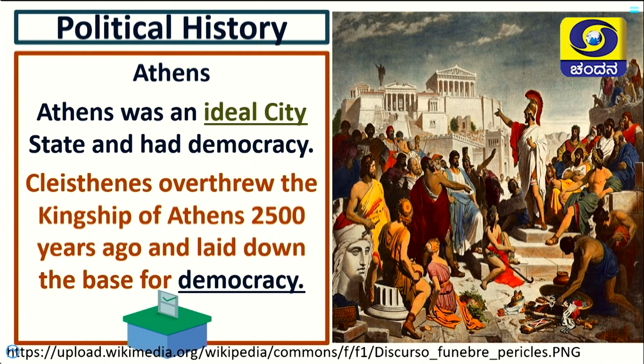2500 years ago, a king named Cleisthenes threw away kingship in Athens and laid the foundation for democracy. What is democracy? Here in this picture, all the people are there. These people are electing a king. Nice, no? In olden times itself they thought about this.